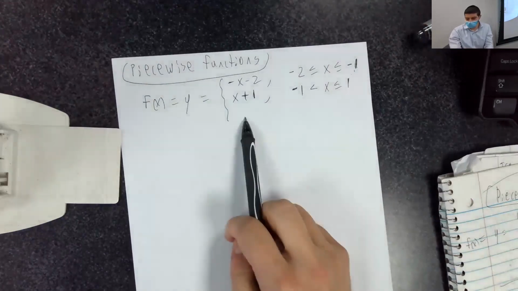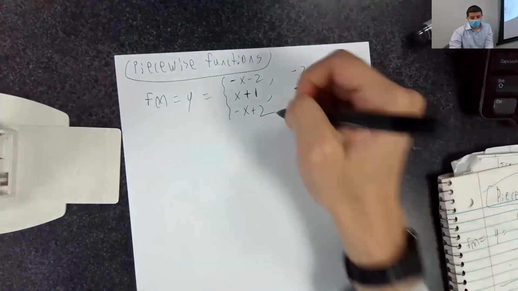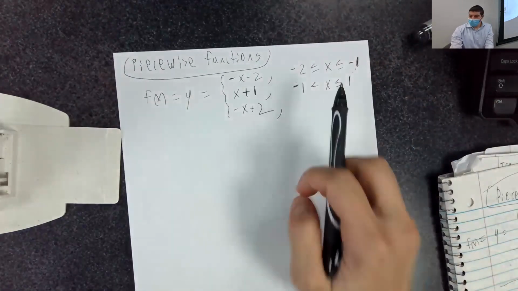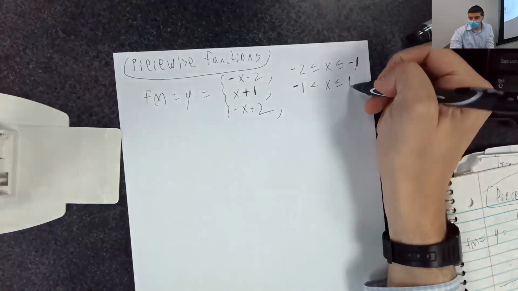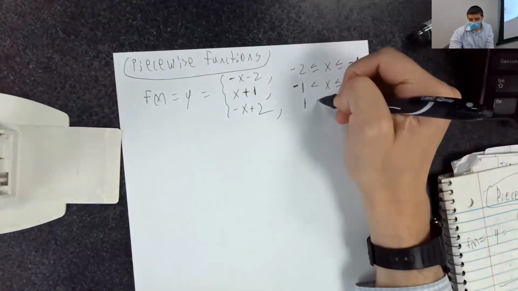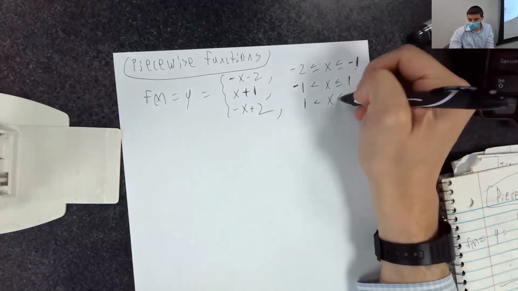We can glue 2 lines at negative 1, and we could even glue a third one. Why not? How about negative x plus 2? How do we glue? We take this endpoint, where this function ended, and start this function there, up to less than or equal to 2.